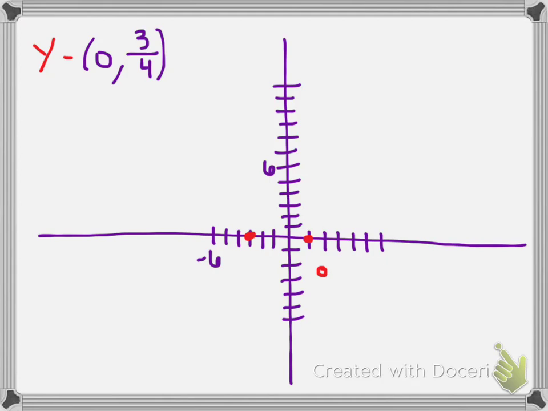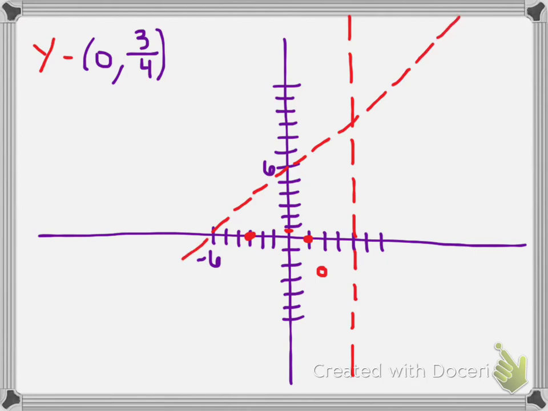We know we have a vertical asymptote at x equals 4. So 1, 2, 3, 4. And we know that we have a y-intercept at 3/4, which is kind of hard to do with this stylus, but right around there. And we know we have an oblique asymptote at y equals x plus 6, which has a y-intercept of 6 and a slope of 1, so it would look like this. And now we actually have enough to sketch our graph.